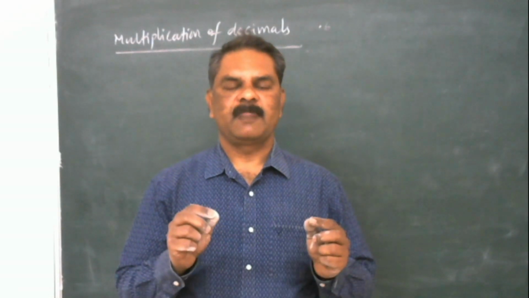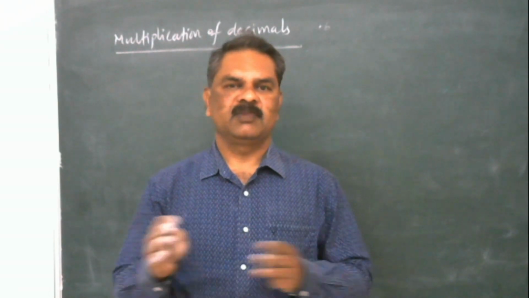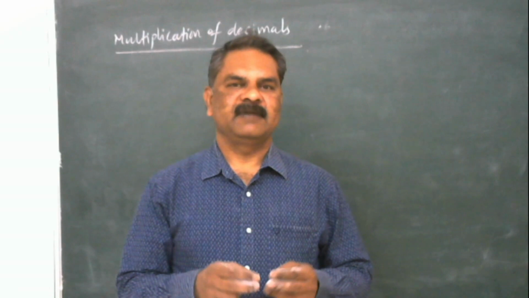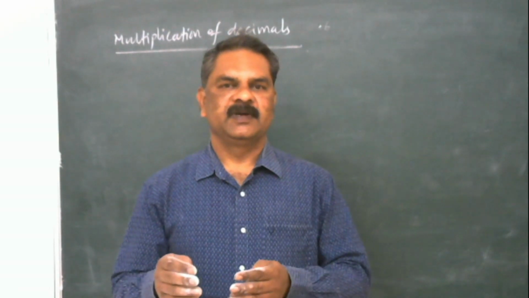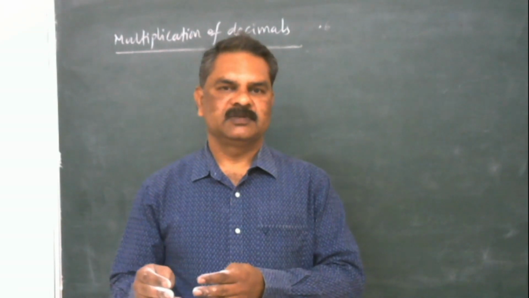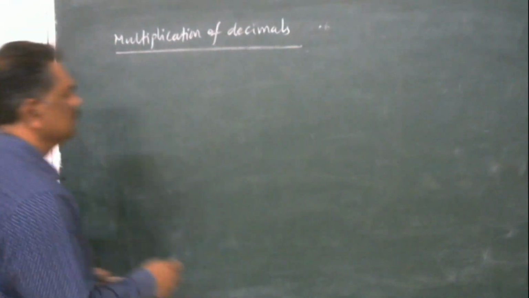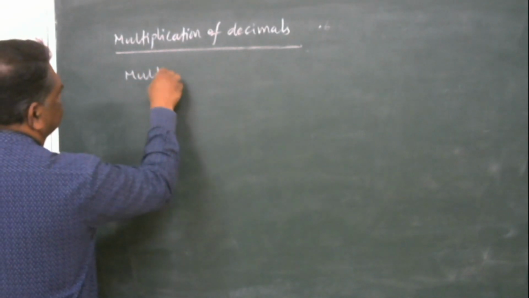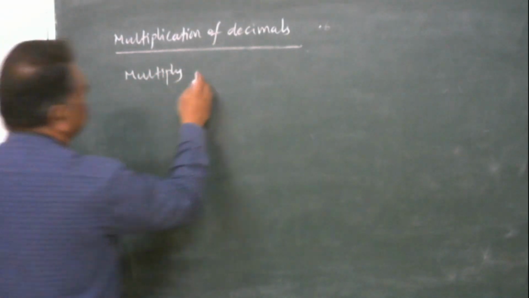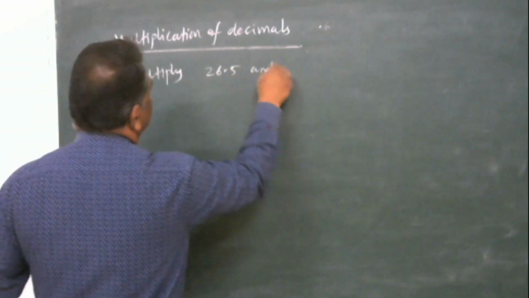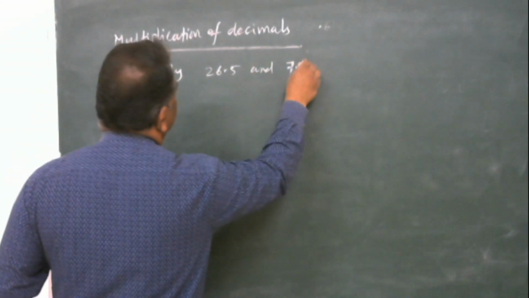Okay, suppose we have factors and product. So count the number of decimal places in the factors, which is equal to the number of decimal places in the product. So let me take one example. So multiply, suppose 26.5 and 7.